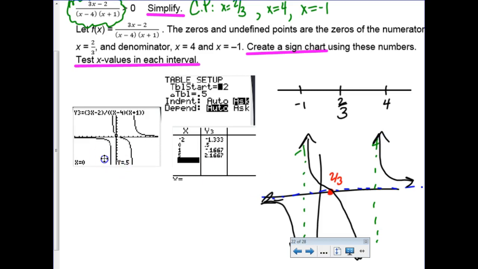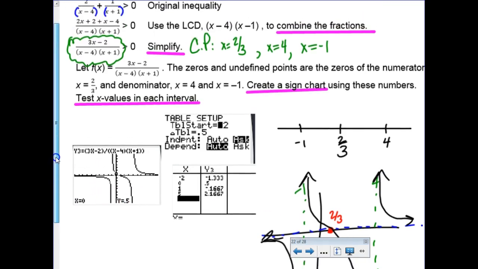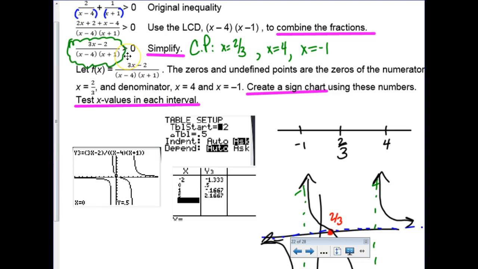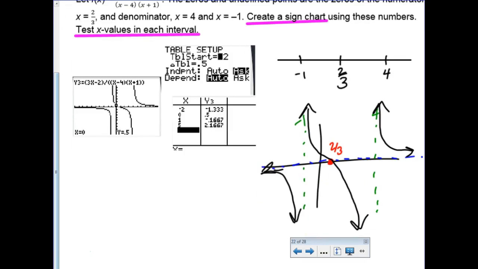So go back to the original problem. What do they want to know about your rational function? They want to know when it is greater than 0. Translate that for me. Positive, right? Positive. So this part is positive. Whoops, wrong color. This part is positive. Except what happens at 2/3 is it's equal to 0. So are you going to be able to count that? No. And then this part is positive.